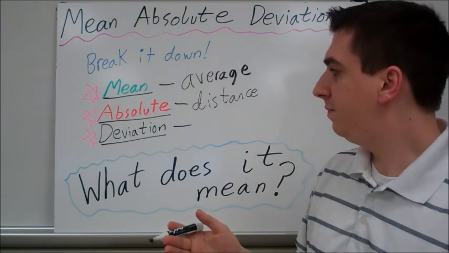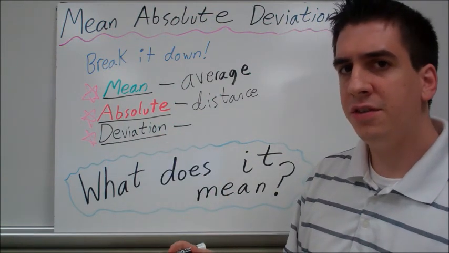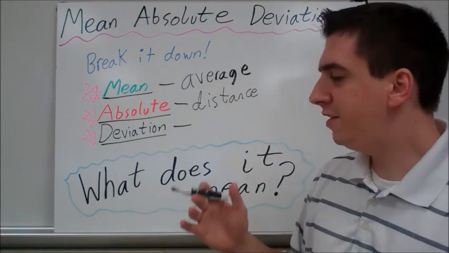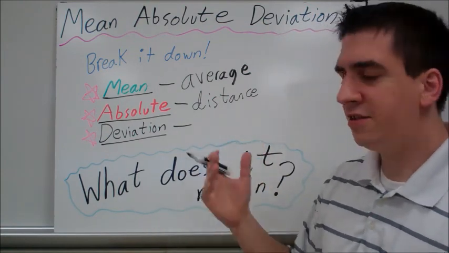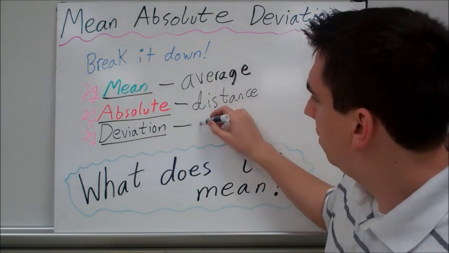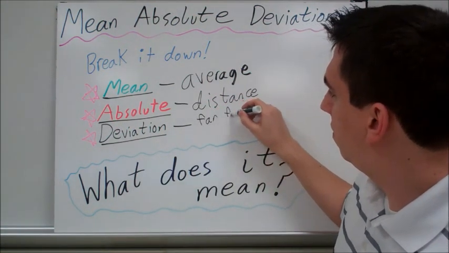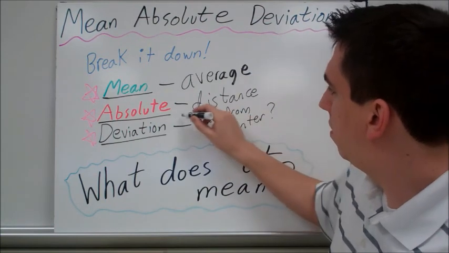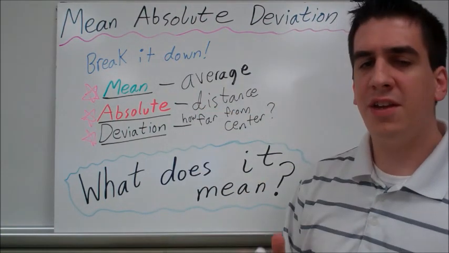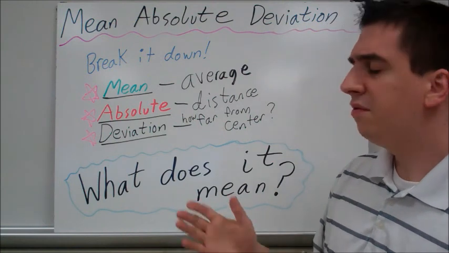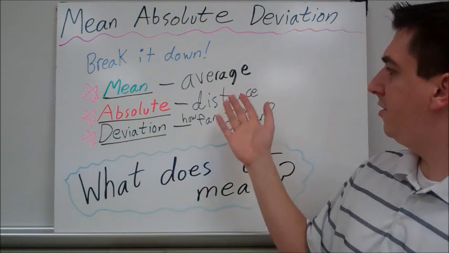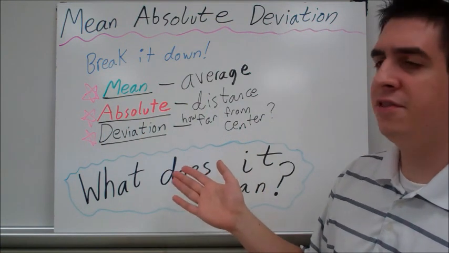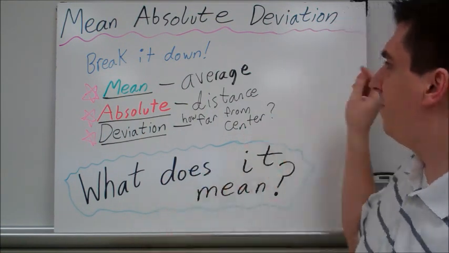between two numbers. A deviation, this word might be a little bit newer. A deviation is how far the distance goes from the center. So I'm going to say how far from center. What does it all mean though? The average distance from the center. Oh, some average distance from the center. Let's see how we can find that.